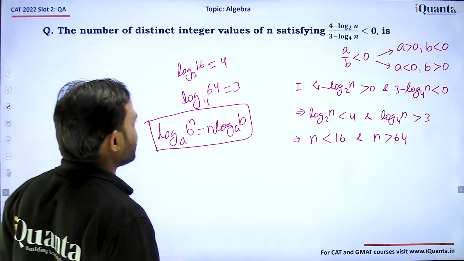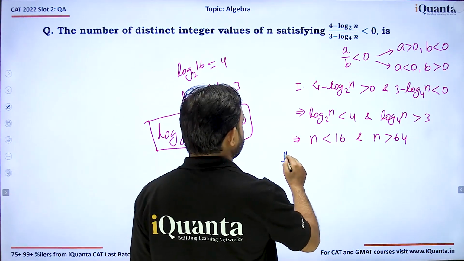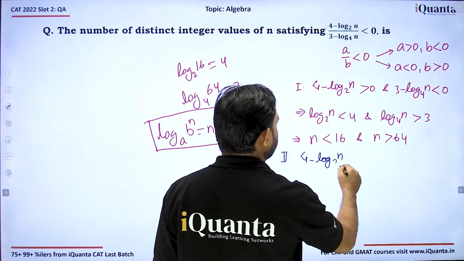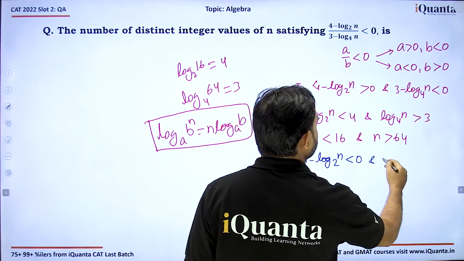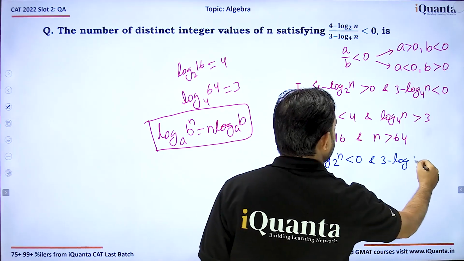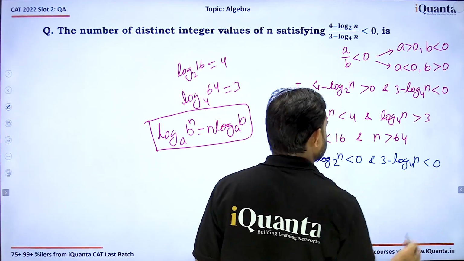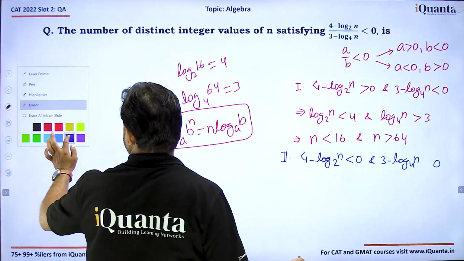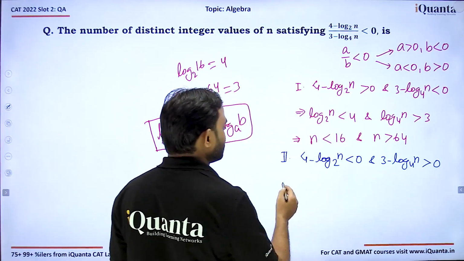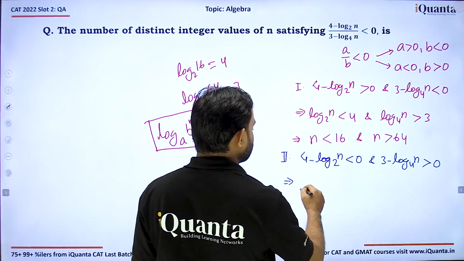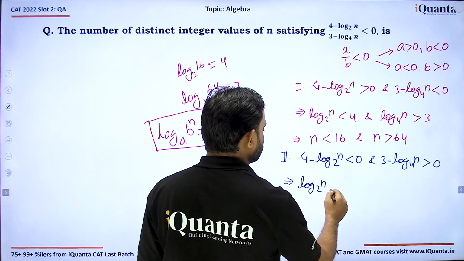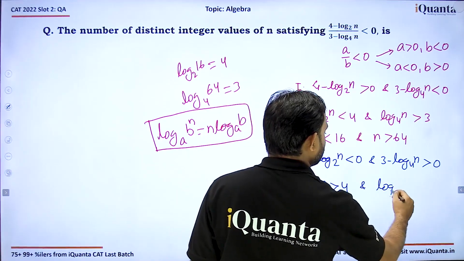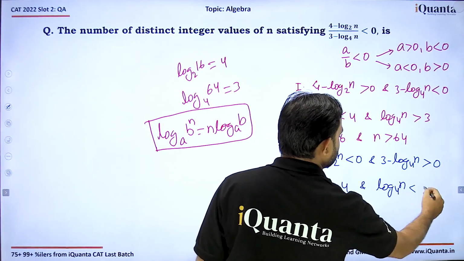So let's consider the next case, where we take 4 minus log n base 2 is less than 0 and 3 minus log n base 4 is greater than 0. One is positive, other must be negative. If one is negative, other must be positive. So here we can say log n base 2 must be greater than 4 and log n to the base 4 must be less than 3.